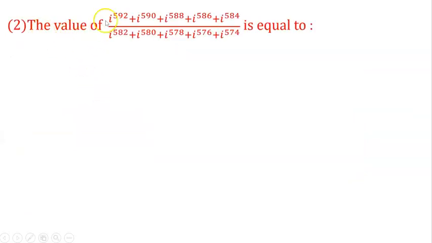the value of i raised to 592 plus i raised to 590 plus i raised to 588 plus i raised to 586 plus i raised to 584 upon i raised to 582 plus i raised to 580 plus i raised to 578 plus i raised to 576 plus i raised to 574 is equal to: first option, A is minus 2, B is 1, C is 0, and D is minus 1.